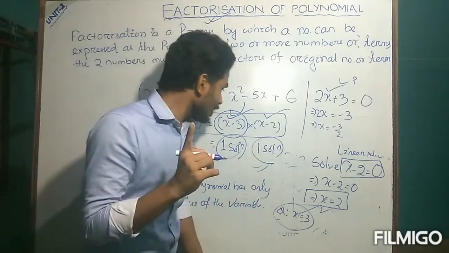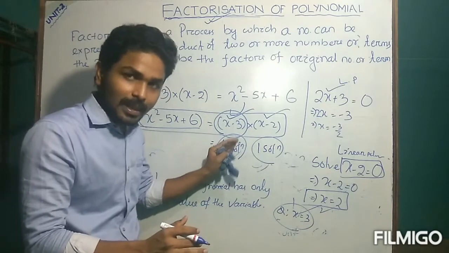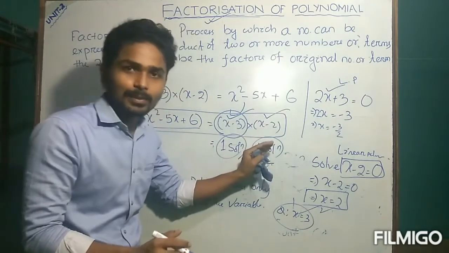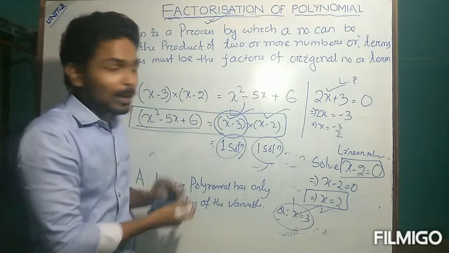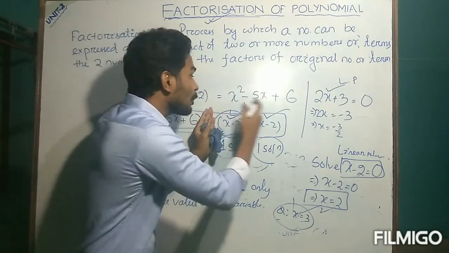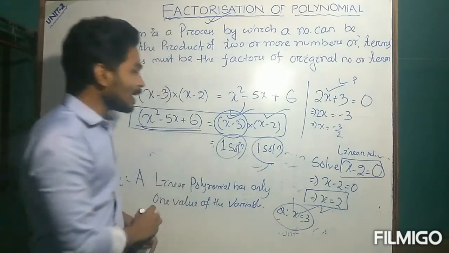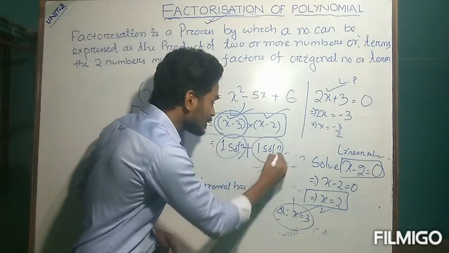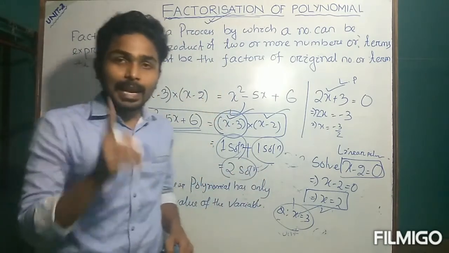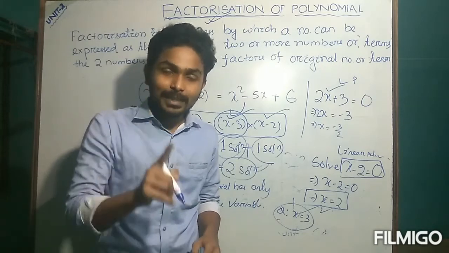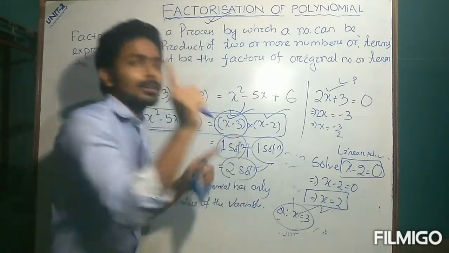Okay, are you getting my point? So finally, a linear polynomial has one solution, another linear polynomial has one solution. But here we are writing a quadratic polynomial which can be written as the product of two linear polynomials. That means a quadratic polynomial has 1 plus 1, 2 solutions. Okay, if a polynomial has degree 2, then it has 2 solutions.